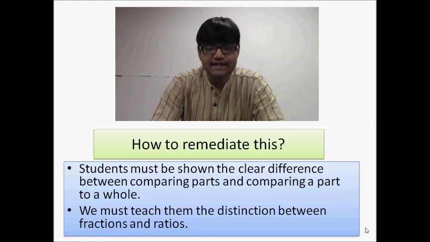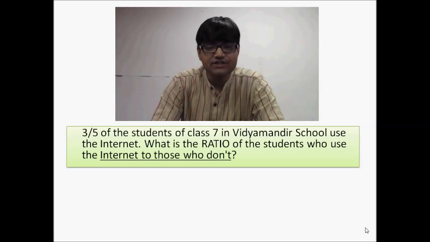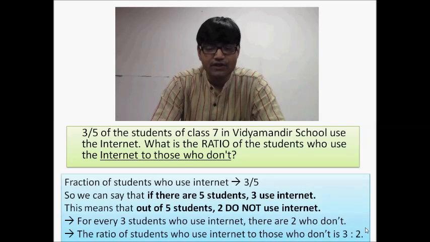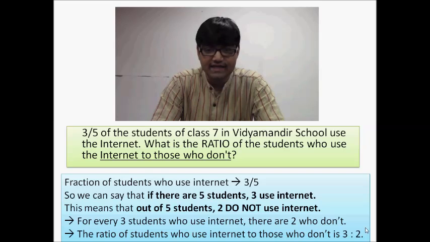Let's go back to the second question that we discussed. Here, we could resolve the issue by restating the word problem. For example, here we can say that if the fraction of students who use internet is 3/5, then we can say for every 5 students, 3 use internet. So that means out of 5 students, 2 do not use internet, and then we can say that for every 3 students who use internet, there are 2 who don't. Hence the ratio of the students who use internet to those who don't is 3:2.